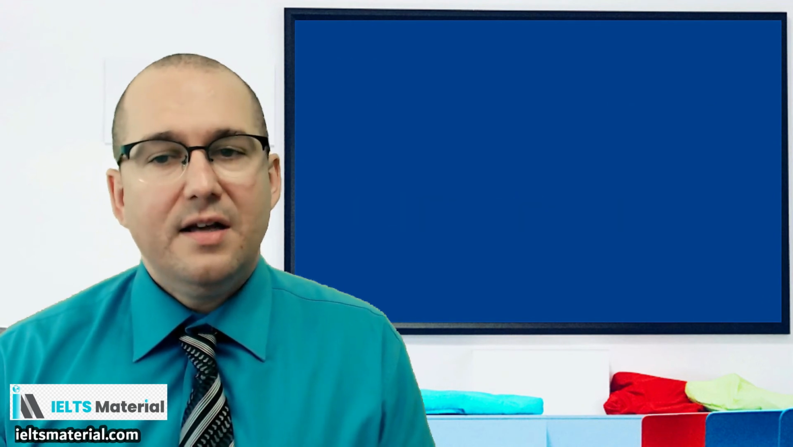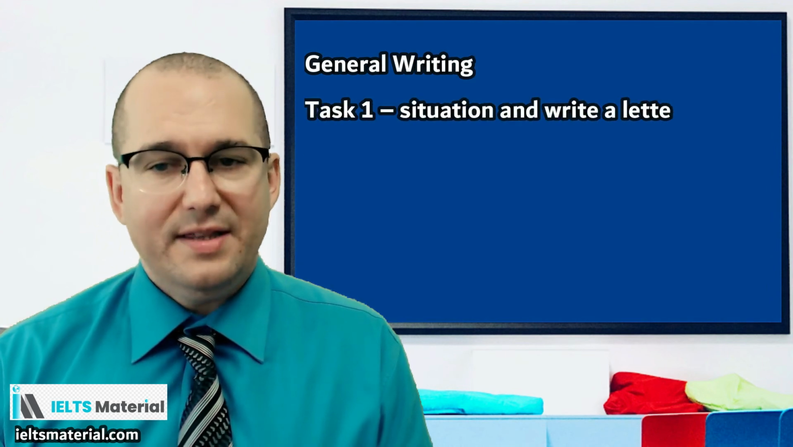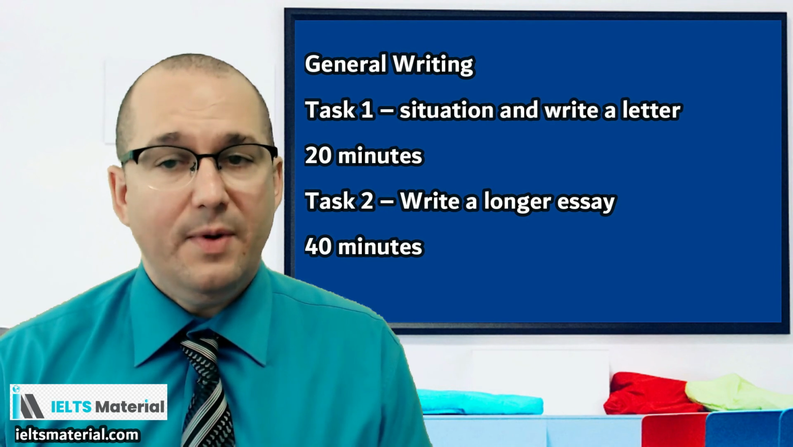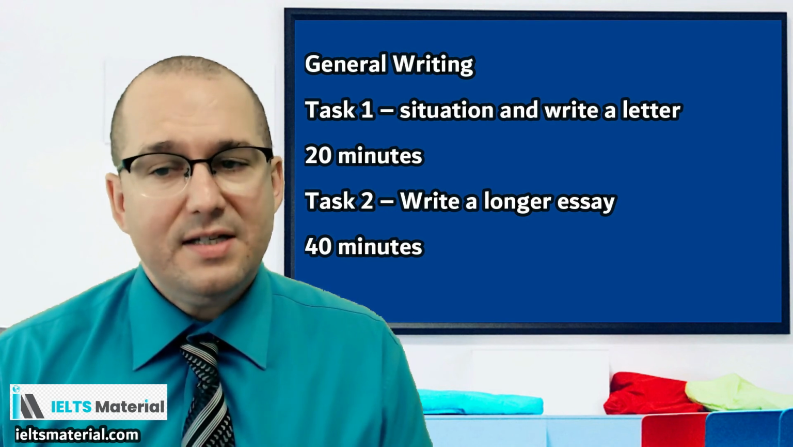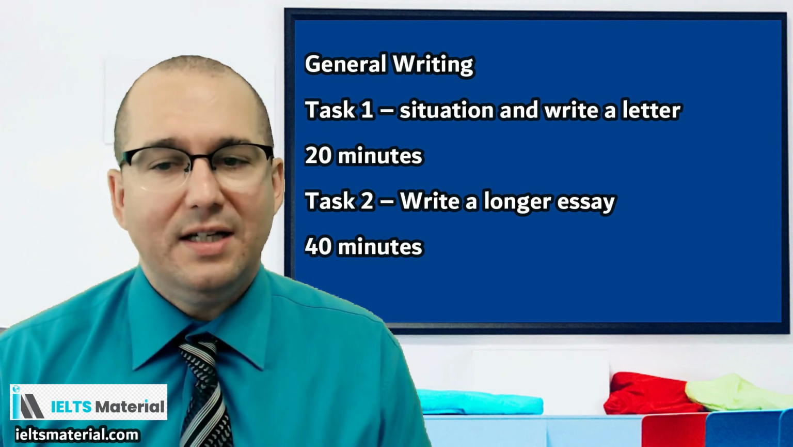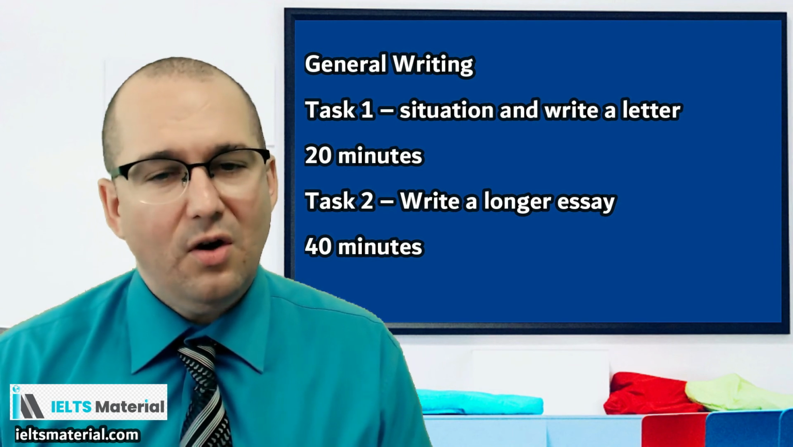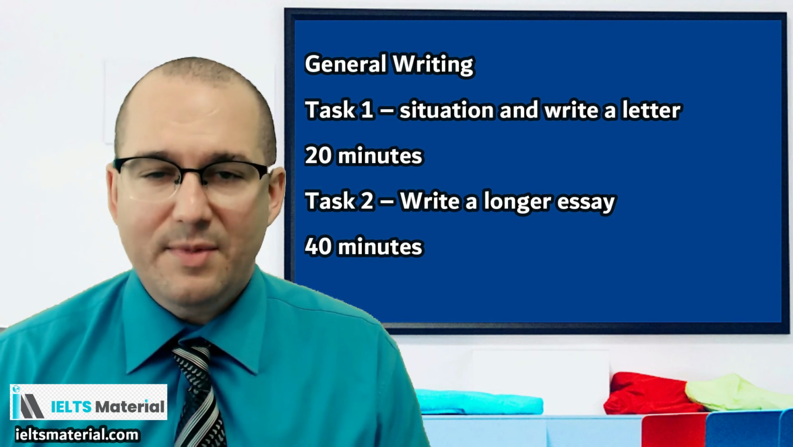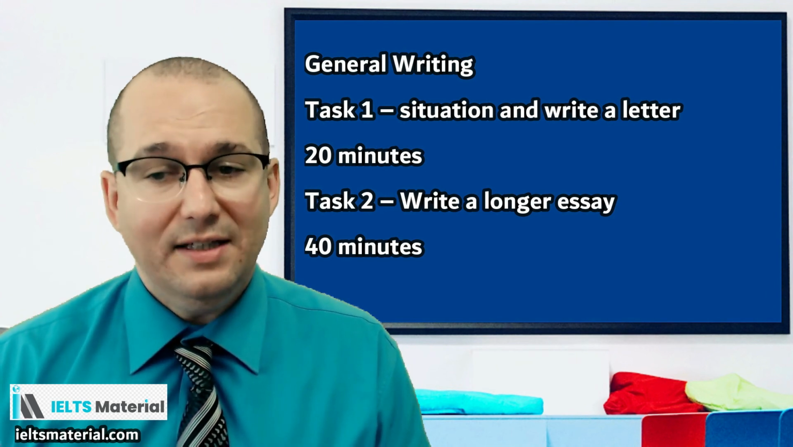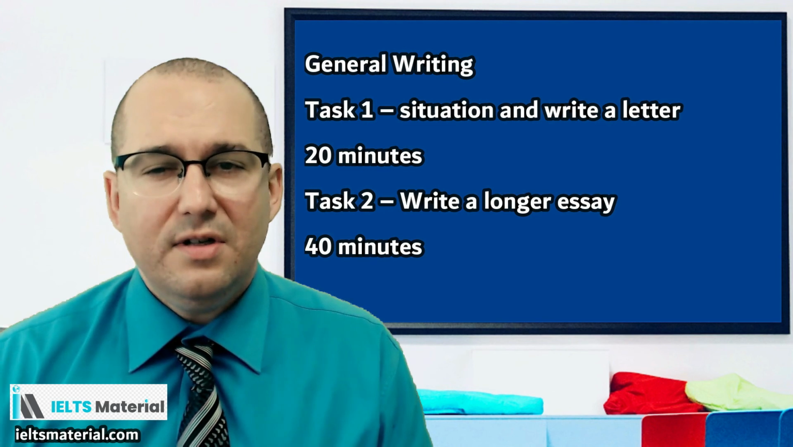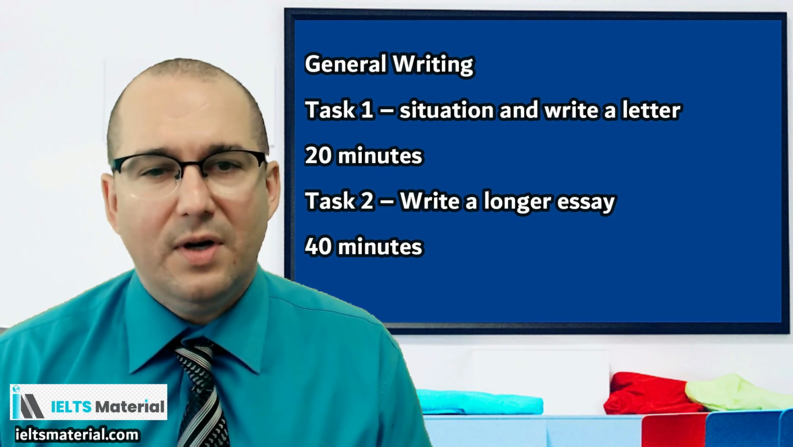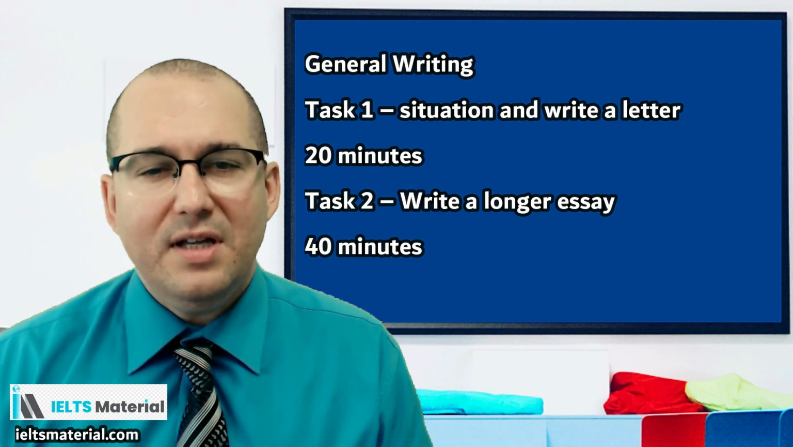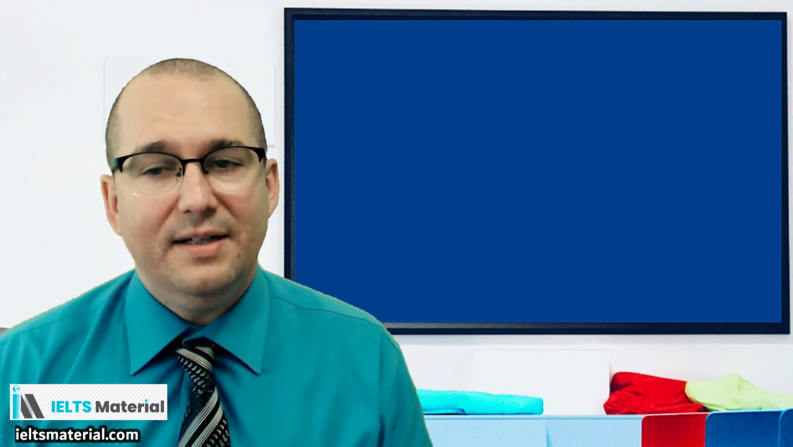For the general writing, you will have 60 minutes to write the test. There will be two tasks. In task 1, you should spend about 20 minutes. You'll be presented with a situation and asked to write a letter requesting information or explaining the situation. The letter may be personal, semi-formal, or formal in style. Now, in task 2, you'll be asked to write an essay in response to a point of view, argument, or problem. The essay can be fairly personal in style.